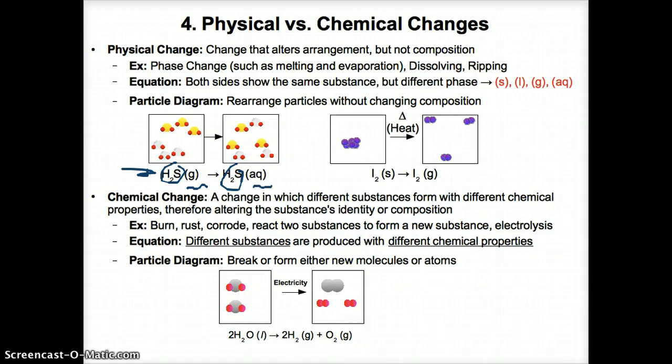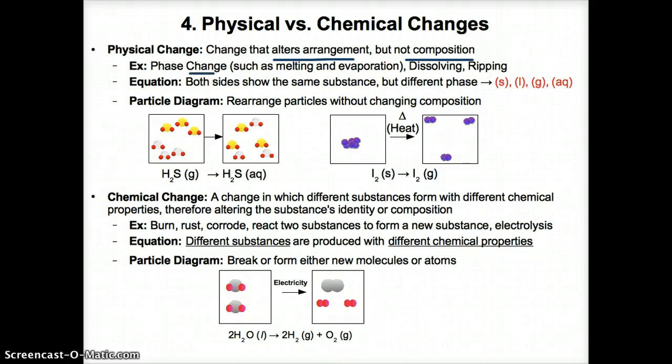And also make sure you note that matter before and after each change will be separated by an arrow in the middle to imply that some kind of change has occurred. Next, particle diagrams shown like this one will always show particle arrangement, particle types, the bonding within each particle, as well as the movement of particles. First, we have physical changes, which are changes that alter a substance's particle arrangement, but not its composition.